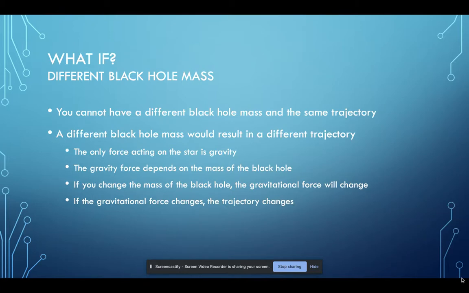So what if we had a different black hole mass? Essentially, you cannot have a different black hole mass and the same trajectory in this experiment. This is because the only force acting on the star is gravity, and the gravitational force depends on the mass of the black hole. So if you change the mass of the black hole, the gravitational force will also change, and if the gravitational force changes, the trajectory will also change.